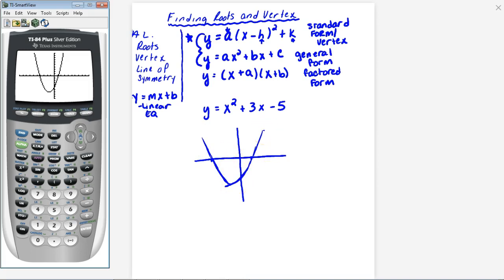Okay, so let's go ahead and fill in some numbers here, and while they're there, I'm going to label them because this is what we're finding. These two points where it crosses the x-axis, these are the roots.